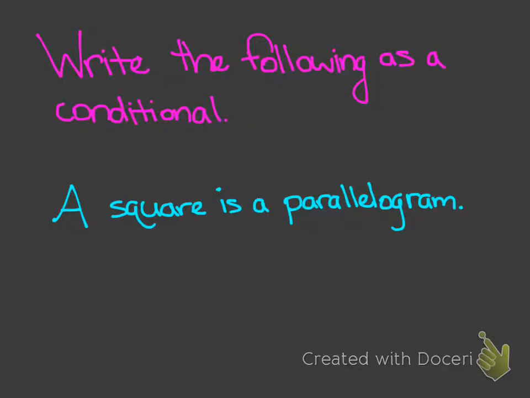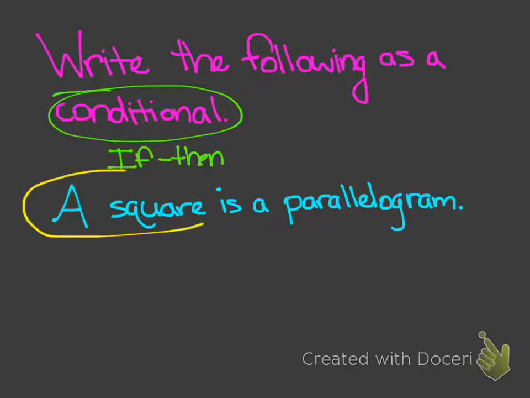Alright, given this following statement, we want to see if we can write it as a conditional. Remember, that just means I want to put it in if-then form. So I need a first part and a second part, a hypothesis and a conclusion. So let's look at the following statement. A square is a parallelogram. So the first part seems to be saying something about a square, so we can make that part of our hypothesis. The second part seems to be saying something about being a parallelogram. So that can be our conclusion.